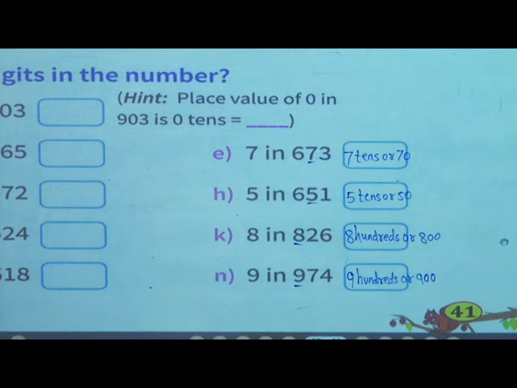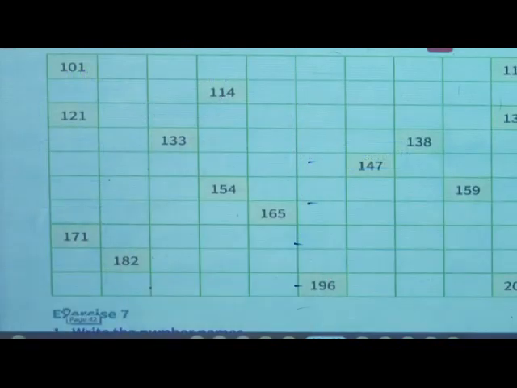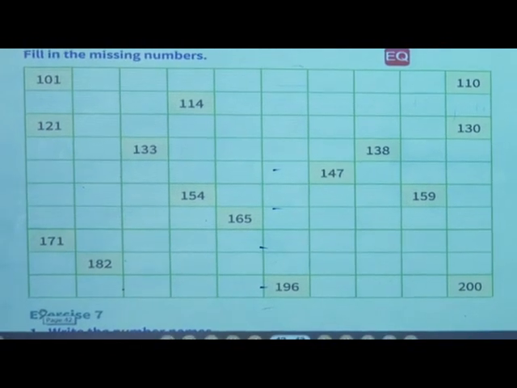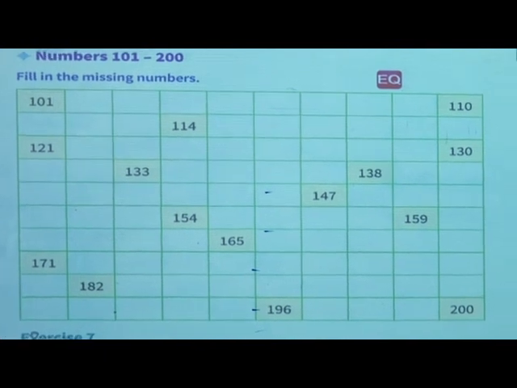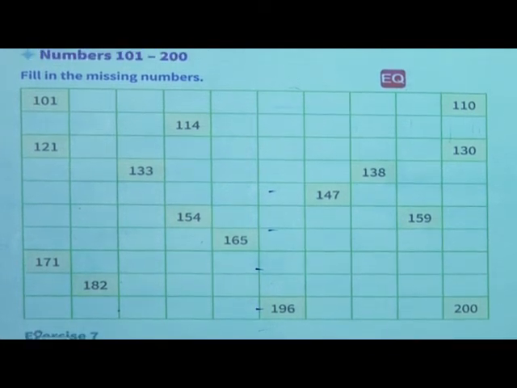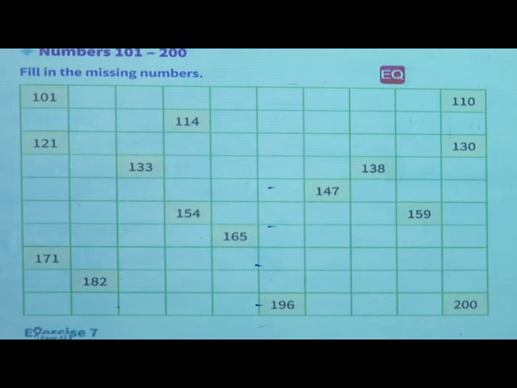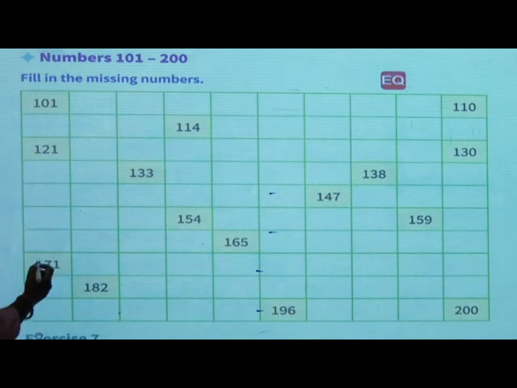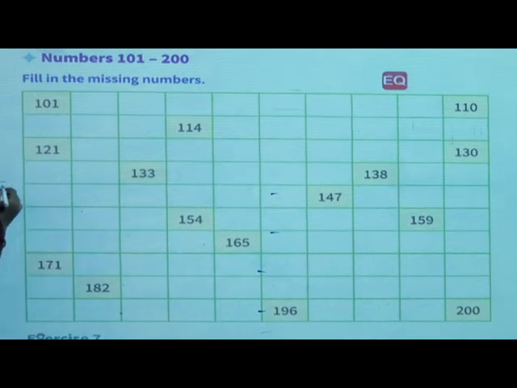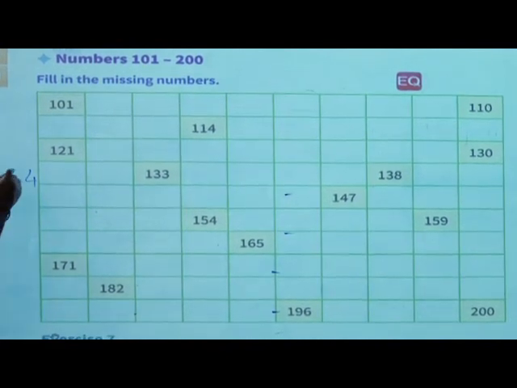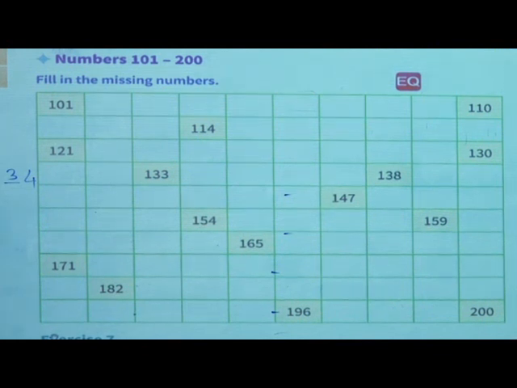Okay, now turn the page. Page number 42. So children, as we had seen in first lesson, missing numbers. Before, what are the missing numbers? 2 and 4. Between 2 and 4, what is the missing number? 3. Okay, this was one digit missing numbers.